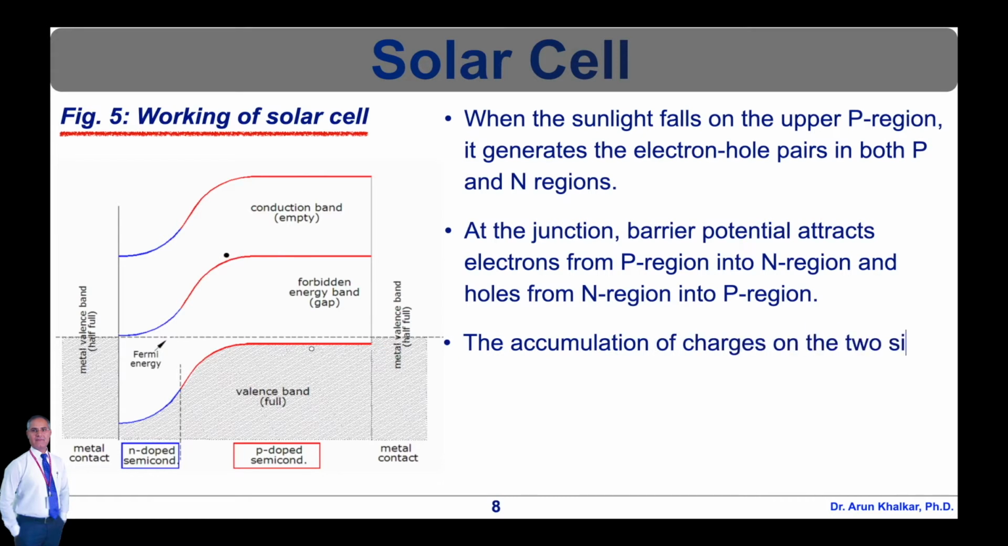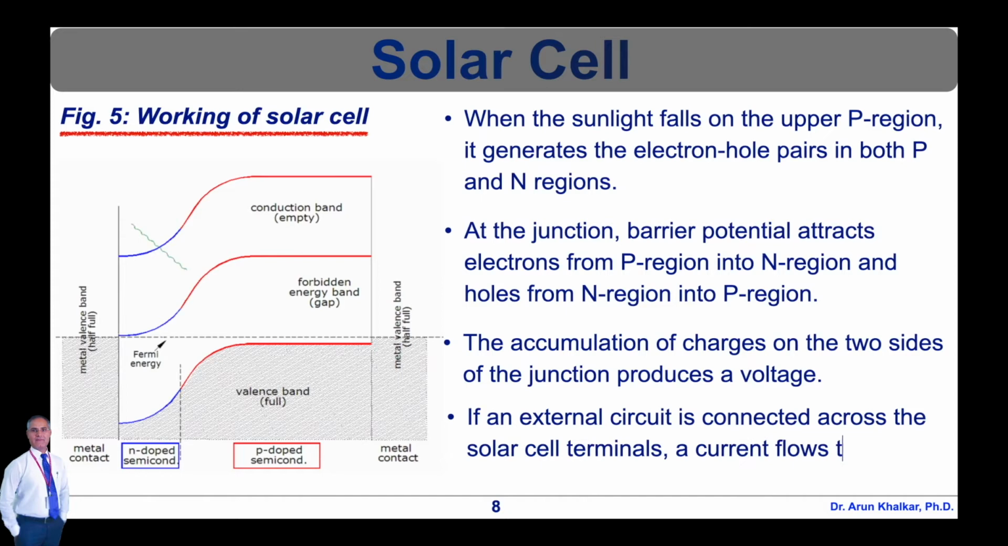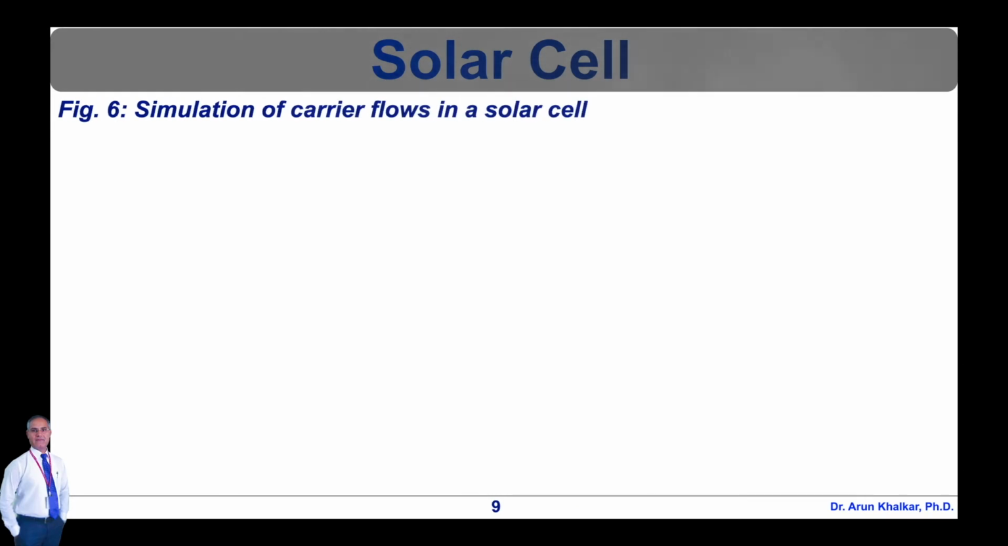The accumulation of charges on the two sides of the junction produces a voltage or EMF known as photo EMF. It is known as the open circuit voltage and is proportional to the intensity of the incident light as well as the size of the illuminated area. If an external circuit is connected across the solar cell terminals, a current flows through the circuit. Now let's see the simulation of carrier flows in a solar cell.